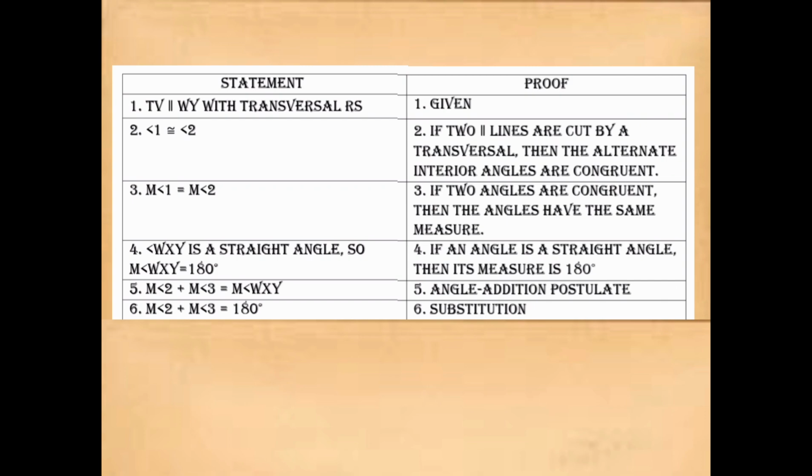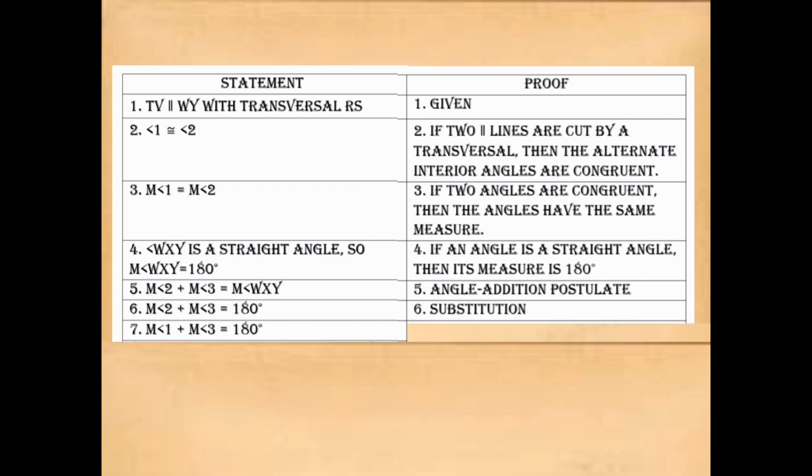Since we have proven in statement 4 that measure of angle WXY is equal to 180 degrees, and we have proven in statement 5 that measure of angle 2 plus measure of angle 3 is equal to measure of angle WXY, by substitution we can now conclude that measure of angle 2 plus measure of angle 3 is equal to 180 degrees. Also, by the same process in statement 7, measure of angle 1 plus measure of angle 3 is equal to 180 degrees, by the reason of substitution.